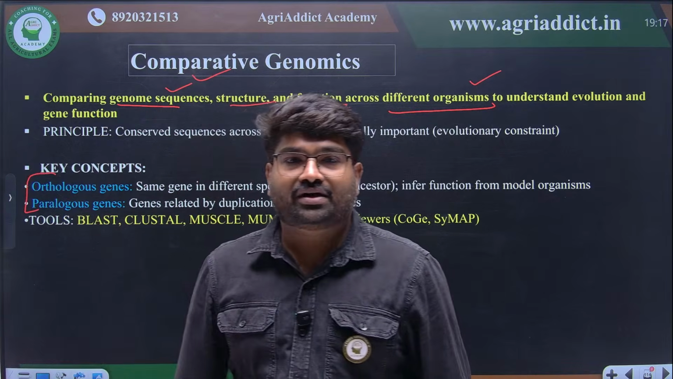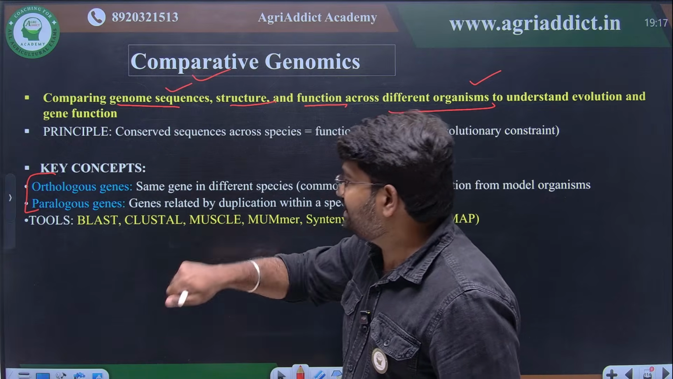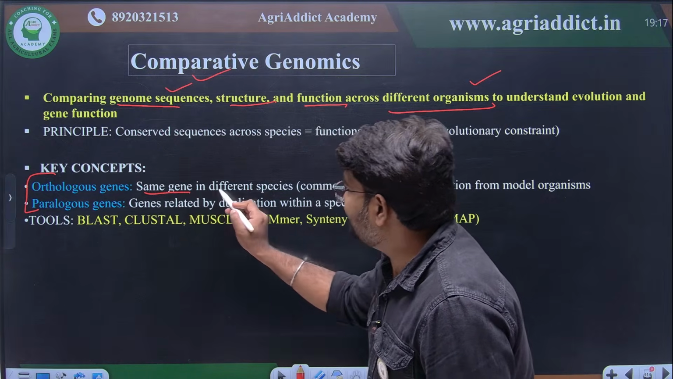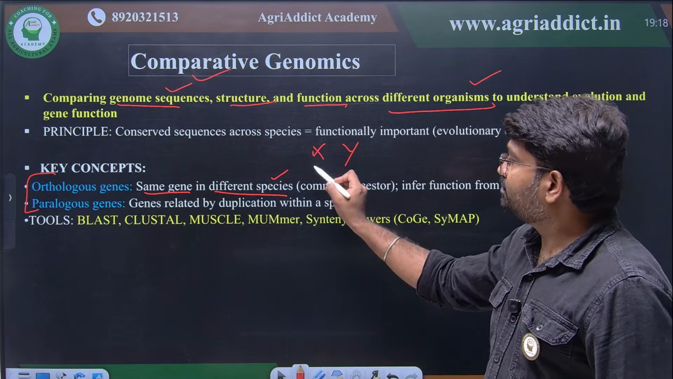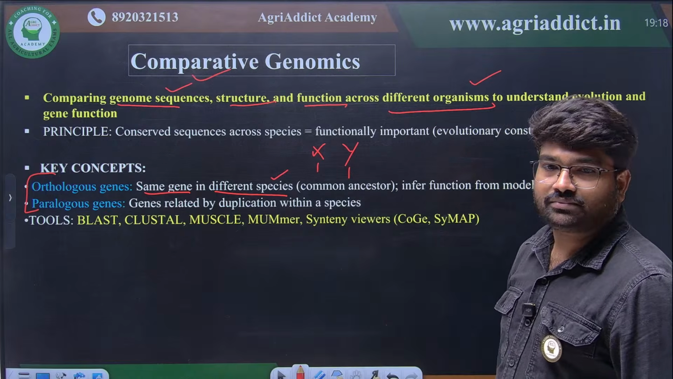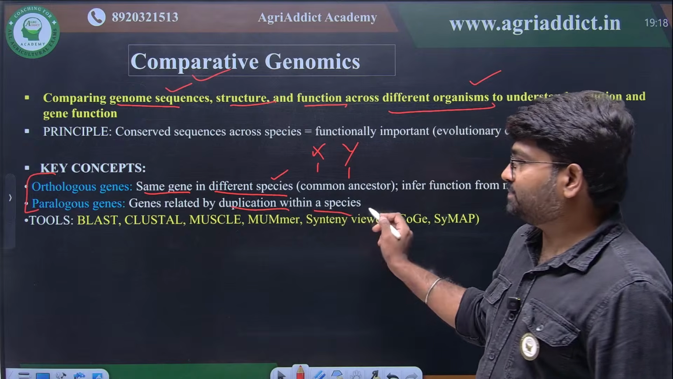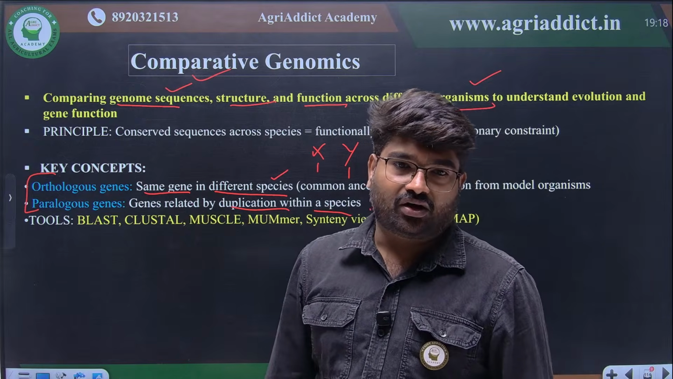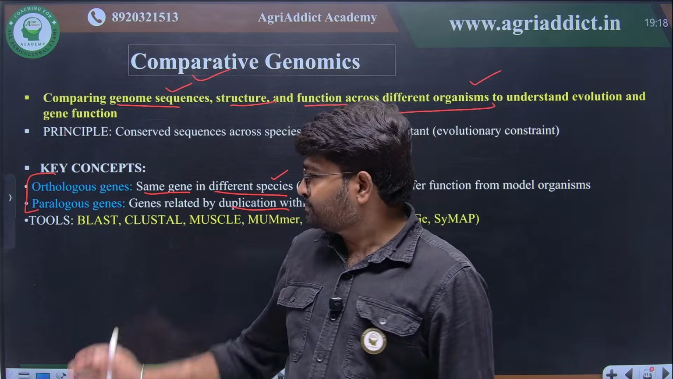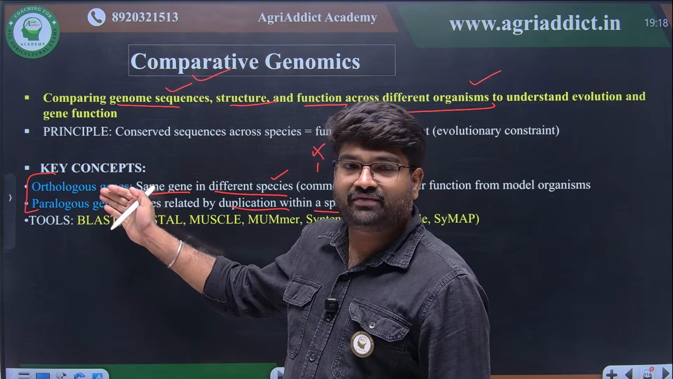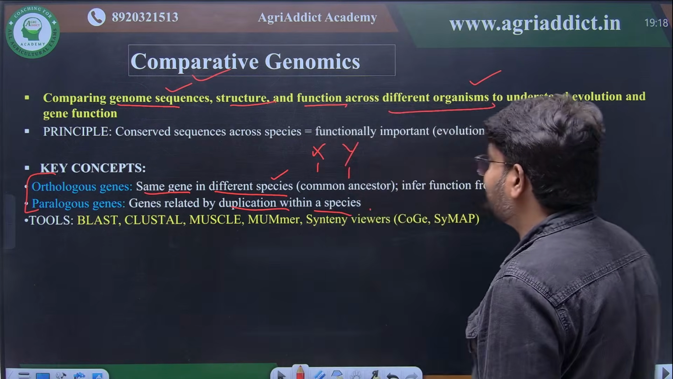What is an orthologous gene and what is a paralogous gene? Orthologous gene means the same gene in different species. X and Y are different species, but they have the same gene. If genes are related by duplication within a species, that is known as paralogous. They can ask the definition of orthologous and paralogous. They can give two different statements: which statement is correct, orthologous or paralogous, like that. These are the key important things.